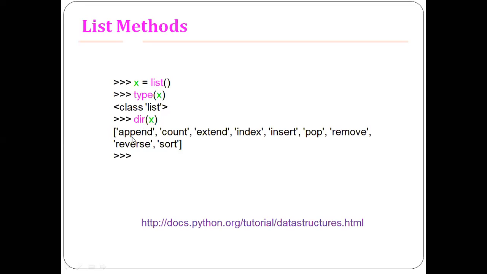What are those functions? You can append a string, or you can append a list at the end of another list. You can count the number of elements in the list, extend an existing list. You can find the index, or you can insert an element into the list. You can pop an element, you can remove an element from the list. You can reverse the contents of the list, or you can sort the elements of the list. So this is how you can use all the functions with respect to the list.